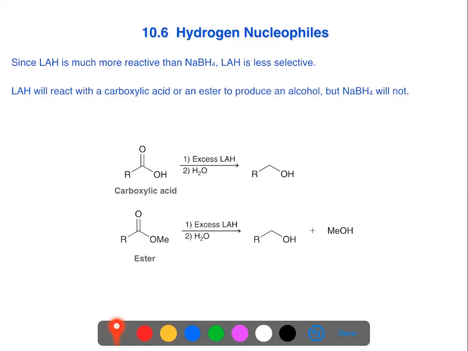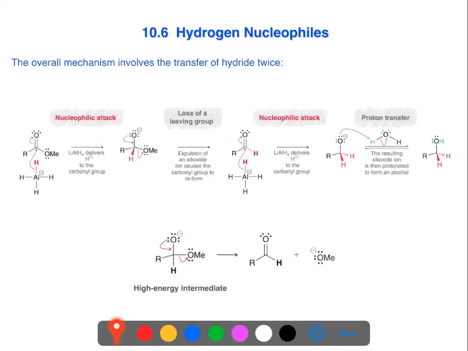So let's look at the mechanism for these two reduction reactions. Now the overall mechanism basically involves the transfer of the hydride from lithium aluminum hydride twice. So we still have in many ways nucleophilic addition occurring, it's just that we observe that addition twice. And so the first step, similar to what we observed previously, is the transfer of the hydride from lithium aluminum hydride to the carbonyl carbon, forming the alkoxide intermediate.